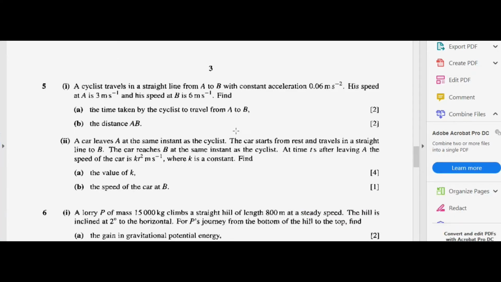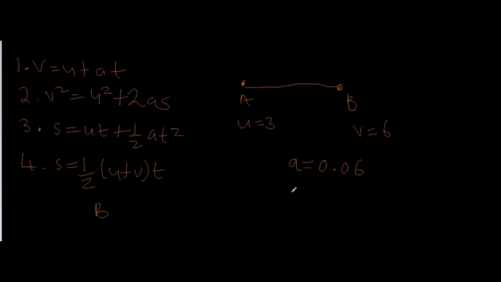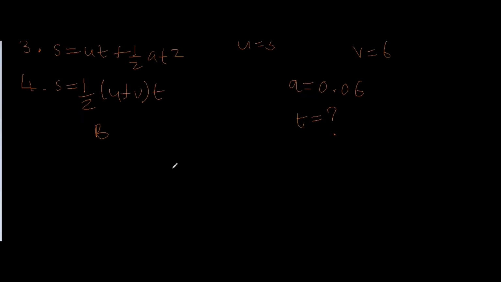And we are looking for the time taken for the cyclist to travel. So our question is, what is the time? So we've been given u, we've been given v, we've been given a, and we're looking for t. So which equation of motion here is going to contain these four variables? Well, it's the first one. v is equal to u plus at. It has u, which is 3, it has a, which is 0.06, it has v, which is 6, and we're looking for t. So we can arrange that formula to make t the subject of the formula.